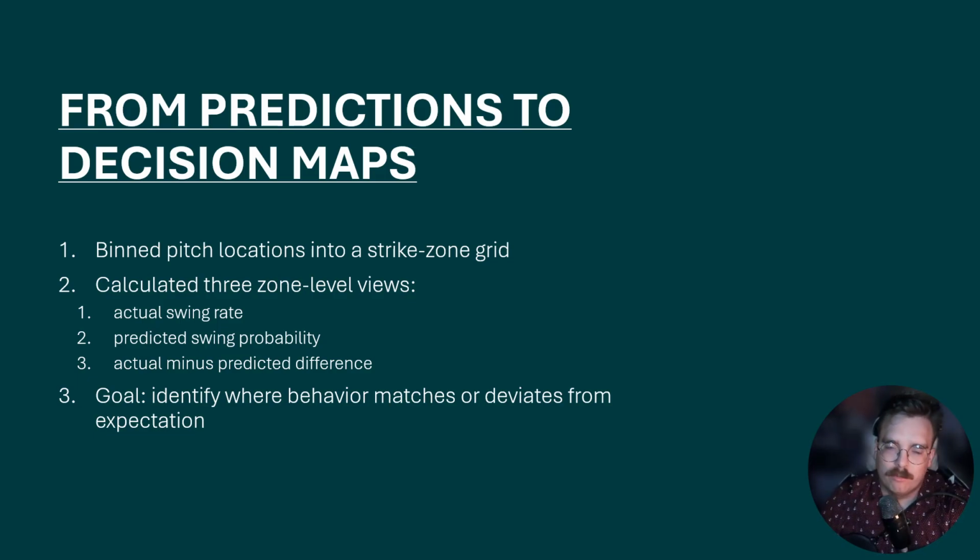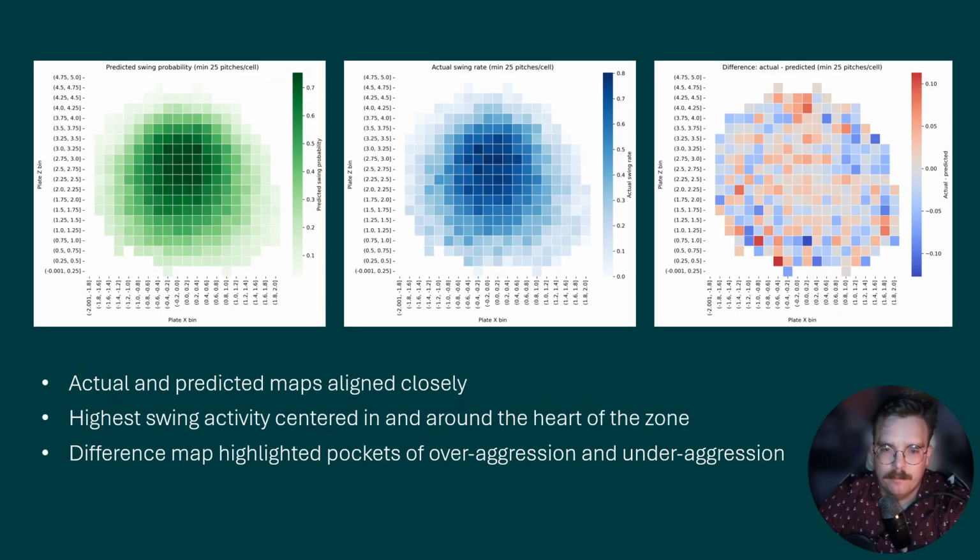So, this next slide is really the bridge from the technical modeling step into the baseball interpretation step. Once the probabilities were generated, I could aggregate them by pitch location and compare actual swing behavior to model expected behavior. That is where the project stopped being only a classification exercise and became an approach analysis tool.